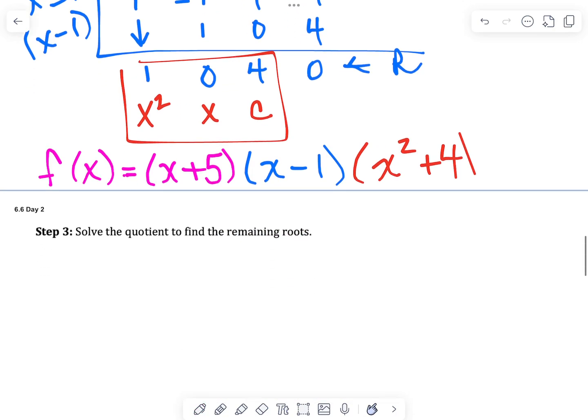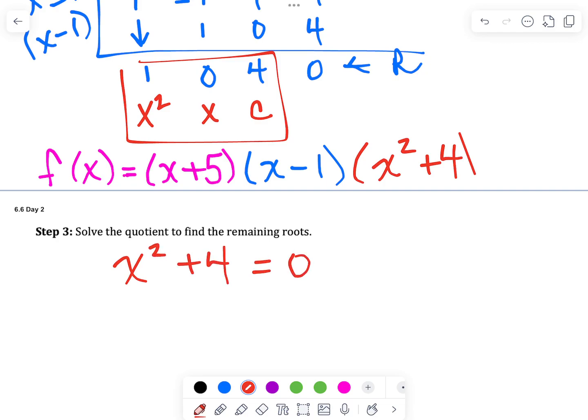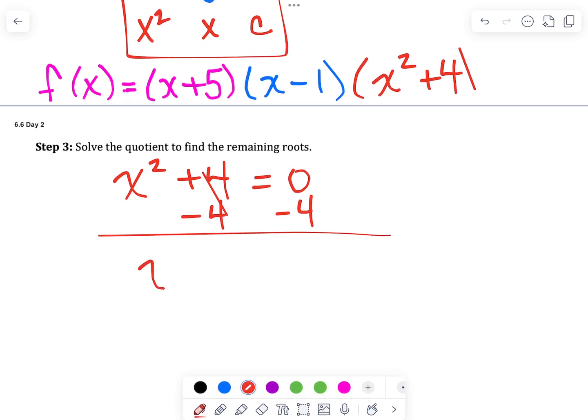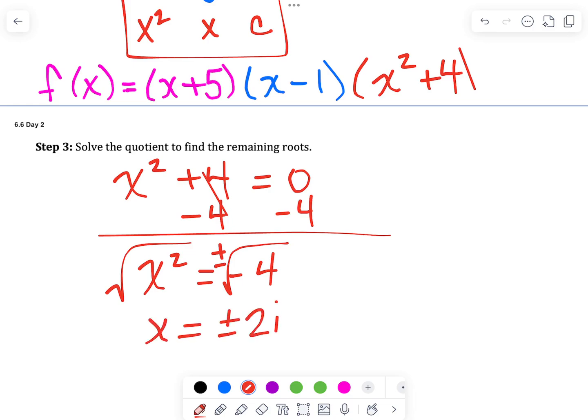To find our last 2 roots, we work with our quotient of x squared plus 4, and we solve it for x. So we subtract 4 from both sides. We get x squared equals -4. And then we square root both sides. And we get x equals plus or minus 2i. So these are 2 complex roots. They are complex conjugates.